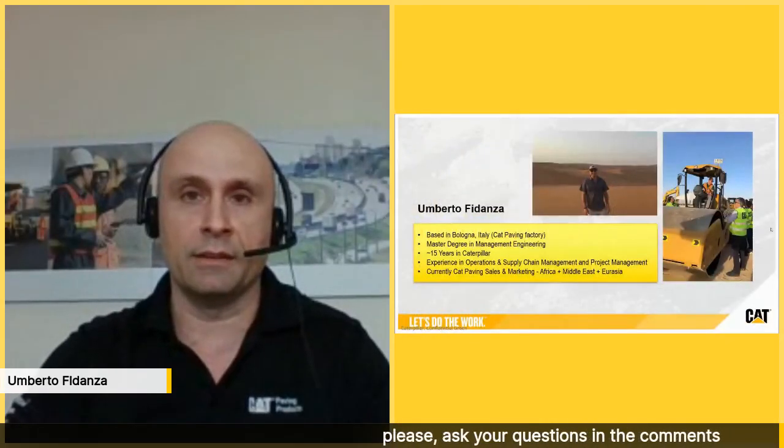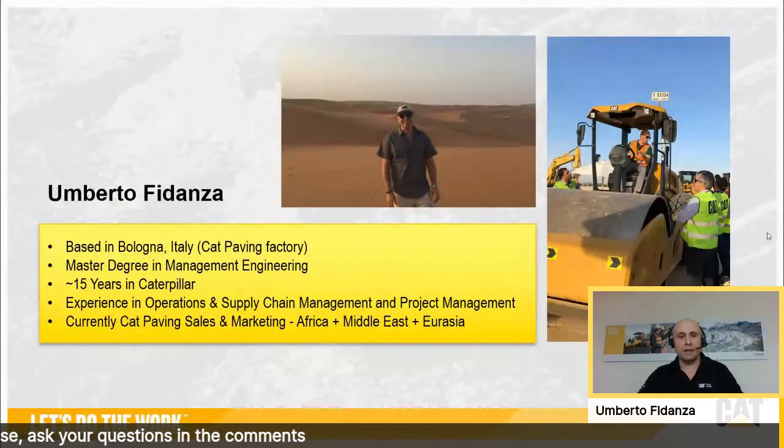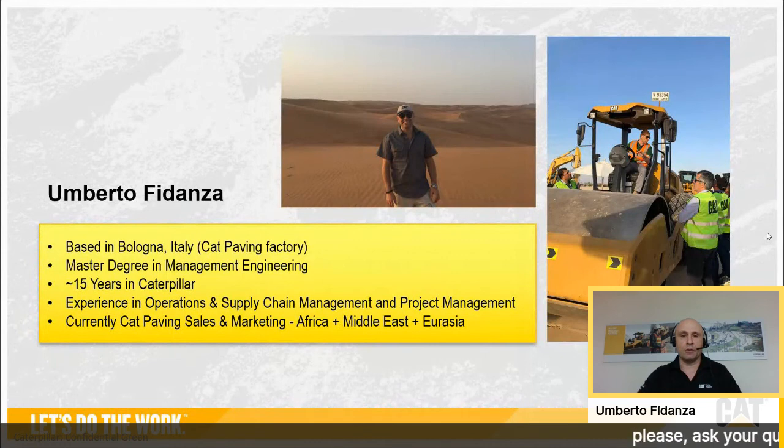My name is Umberto Fidanza. I'm based in Bologna, Italy, where we have a Caterpillar paving factory where we produce utility compactors, pavers, and cold planers. I am a management engineer. I've been working in Caterpillar for 15 years. I got experience in operations, supply chain management, and project management. I'm currently in the Cat Paving sales and marketing team, taking care of Africa, Middle East, and Eurasia.